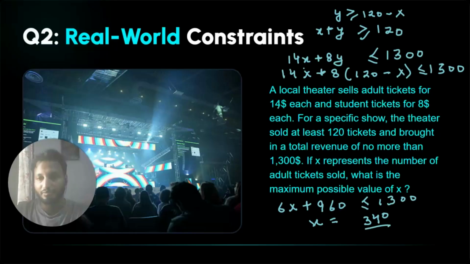And if it is divided by 6, what does it get us? 6 times 5 is 30, 6 times 6 is 36, so around 56. So the maximum possible value of x here would be 56. Got it? So this is how you'll approach the problem in the actual SAT exam. Right? We'll be coming with more topics and more questions in our next video. Thank you.